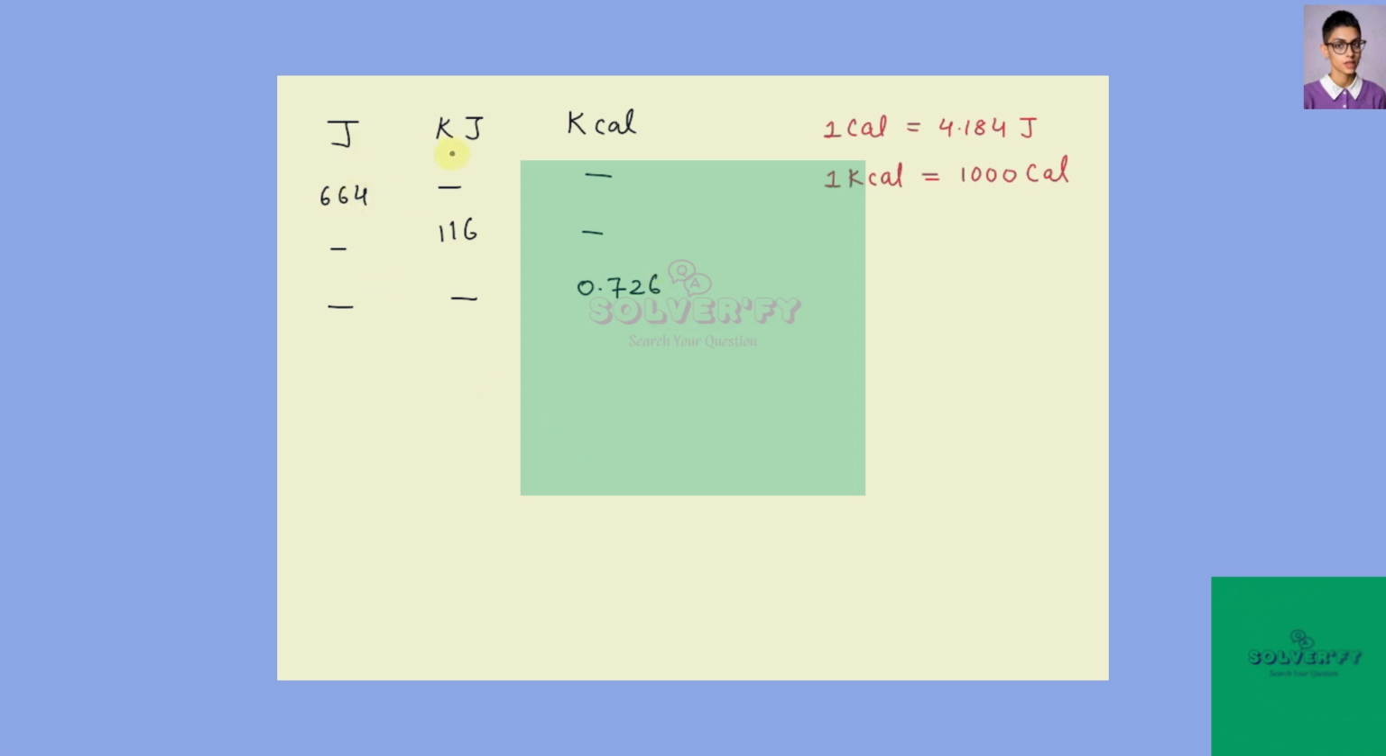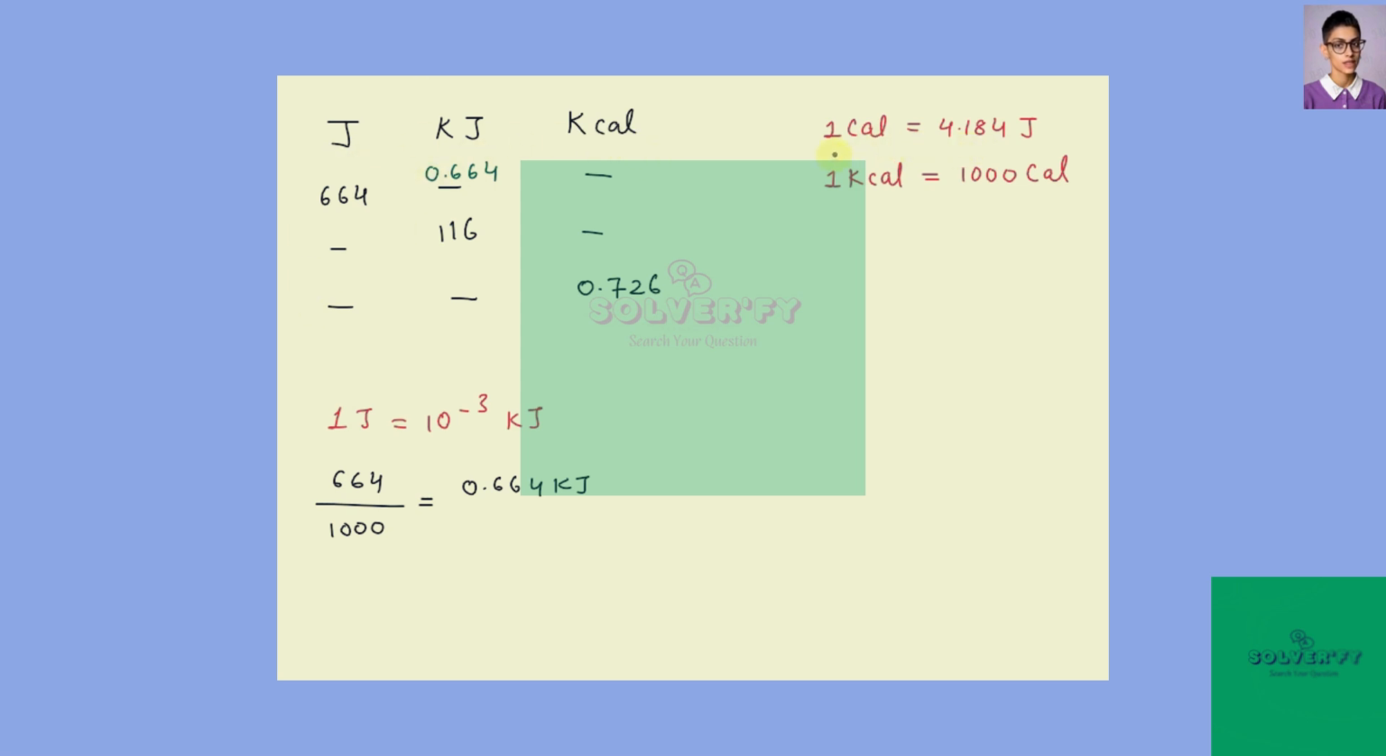If we talk about the first, we can say that 1 joule is equal to 10 raised to power minus 3 kilojoule. Therefore, we need to divide this joule value by 1000, and if we divide 664 by 1000, then we are getting the value 0.664 kilojoule. Hence, here we can write 0.664.